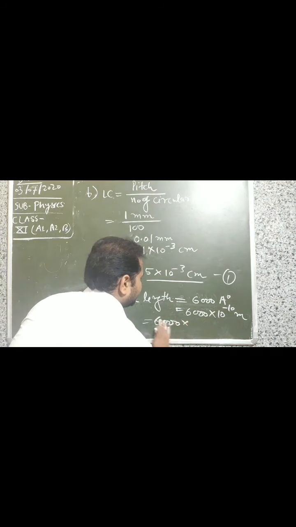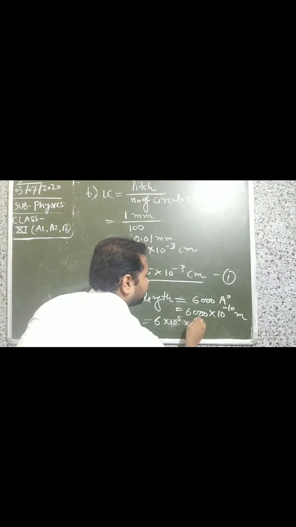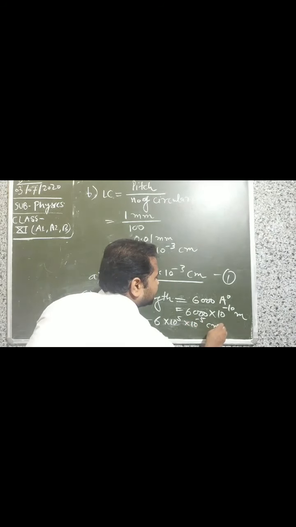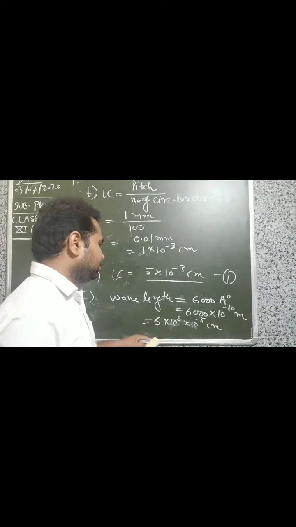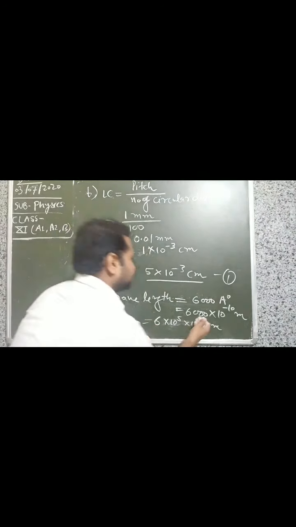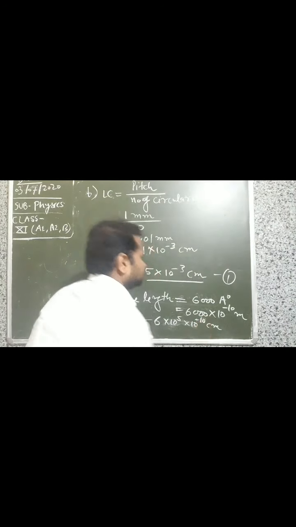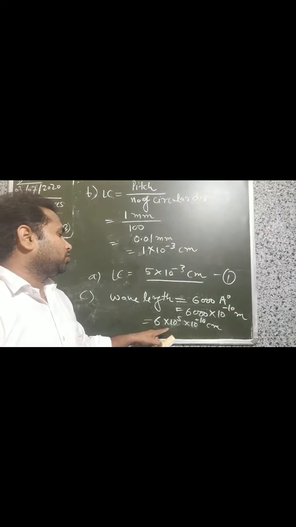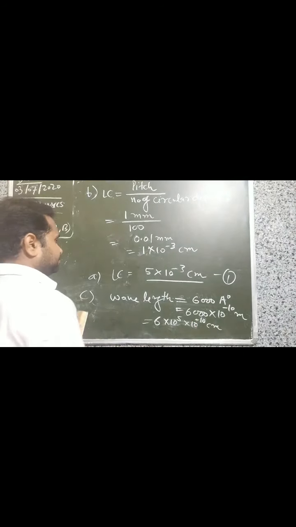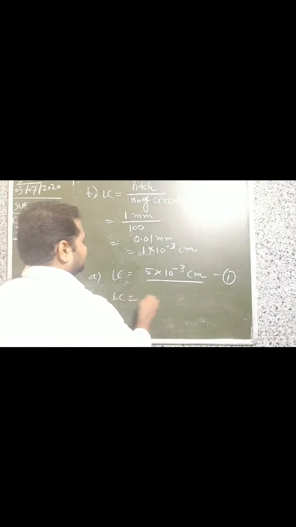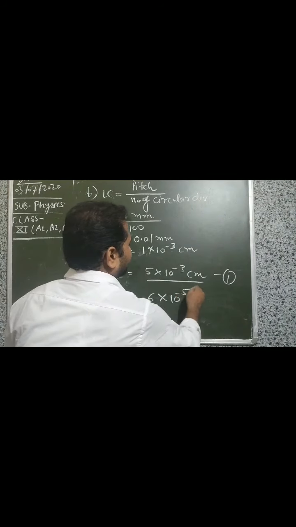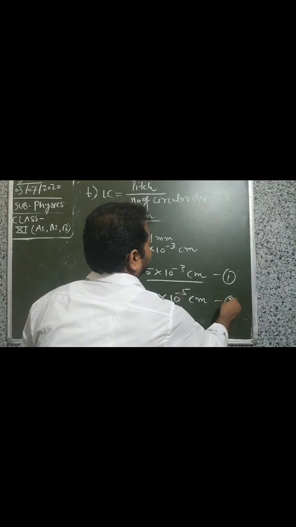So 6000 is 6 with 3 zeros, into 10 power minus 10, multiplied by 100 gives 10 power minus 5 centimeter. Sorry, this is minus 10. So finally 6 into 10 power minus 5 centimeter. The least count of the optical instrument is 6 into 10 power minus 5 centimeter.